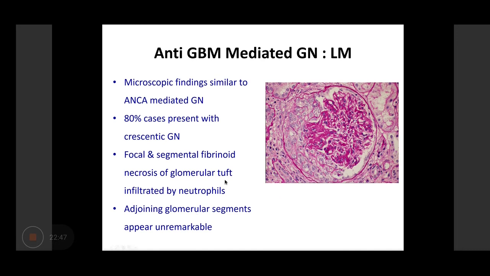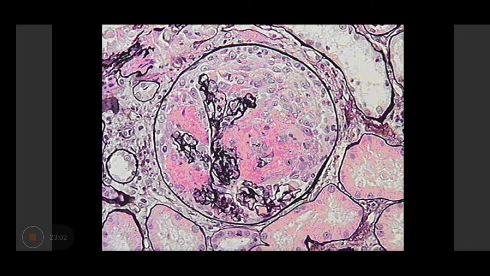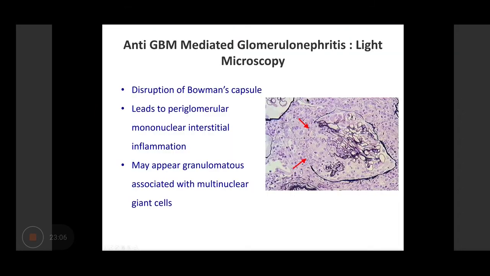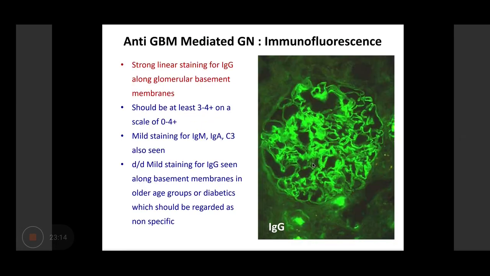The microscopic features will be similar to those of ANCA-mediated glomerulonephritis. It's a crescentic GN. This part is showing you some degree of necrosis of the glomerular tuft. This part is fine. Again, you see fibrinoid necrosis where the silver is broken. The glomerular basement membranes are broken down on silver methenamine stain. There is disruption of the Bowman's capsule, and you can also see formation of granulomas along with multinucleate giant cells.